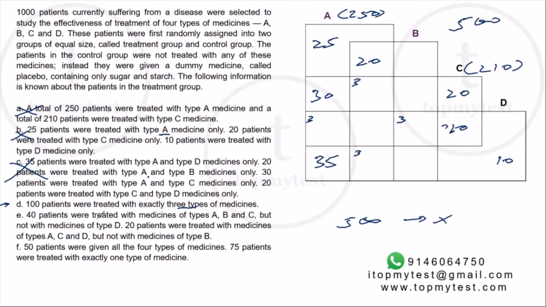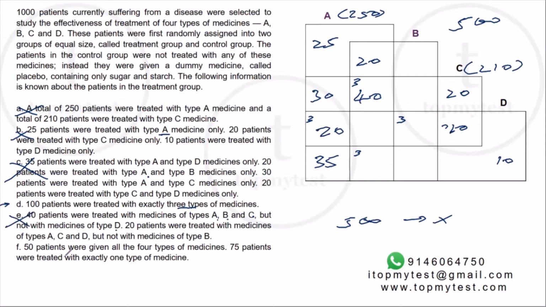E says 40 patients were treated with A, B and C but not D. Inside A, inside B, inside C but not D. So this region will be 40 people. 20 were treated with A, C, D but not B. So that will be this. This is 20. So this is also done.